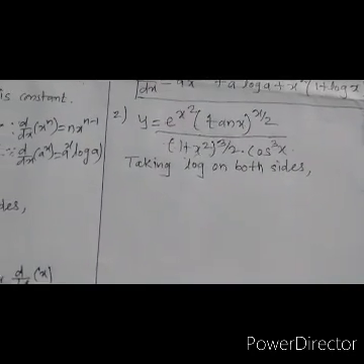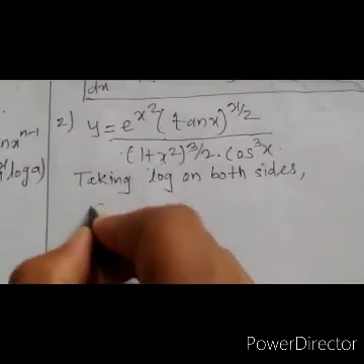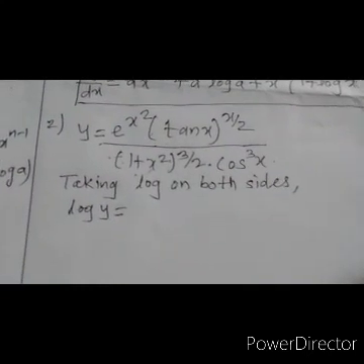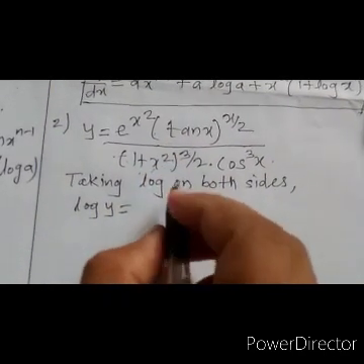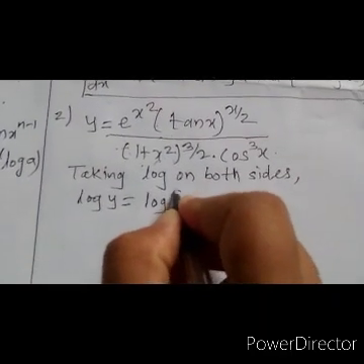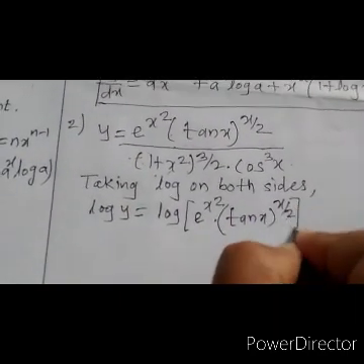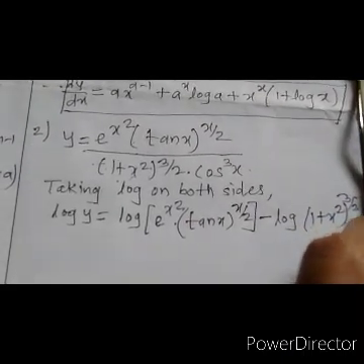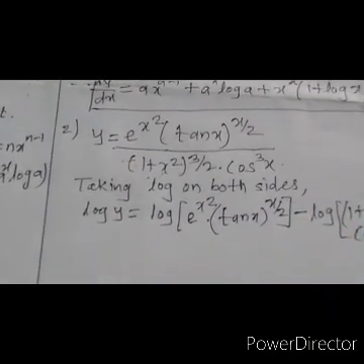we get log of y is equal to, here quotient form, therefore we can distribute and we can give minus sign to numerator minus denominator, that is log of e^(x²) into (tan x)^(x/2) minus log of (1 + x²)^(3/2) into cos³x, bracket complete.